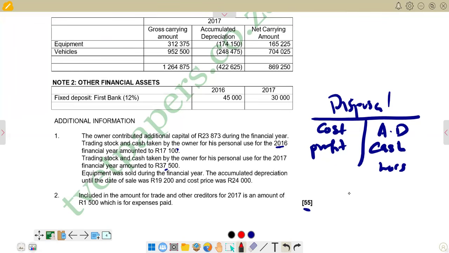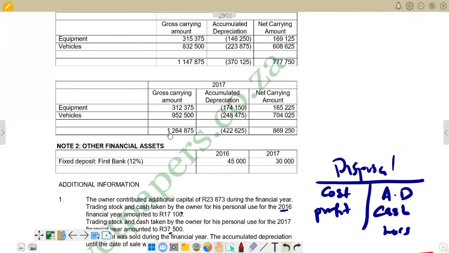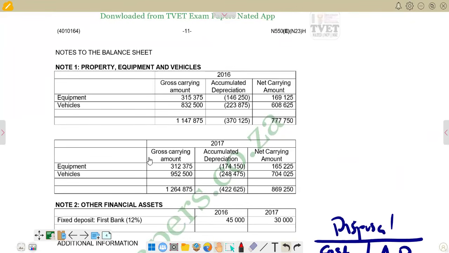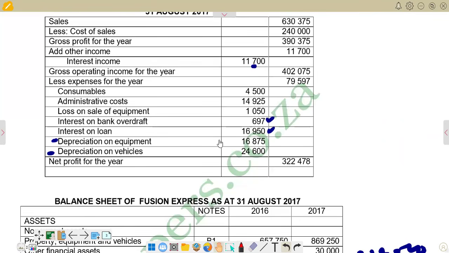We now prepare this disposal according to the description that we have given there. The cost, we are told, is 24,000, which is supposed to come on the debit side. And then the accumulated depreciation given is 19,200, which is supposed to come on the credit side. And then we check for the loss or profit on disposal in the income statement. So we go back to the income statement, and you'd see that we are told that there's a loss on sale of equipment, which is 1,050. So 1,050 is a loss. So we come back.